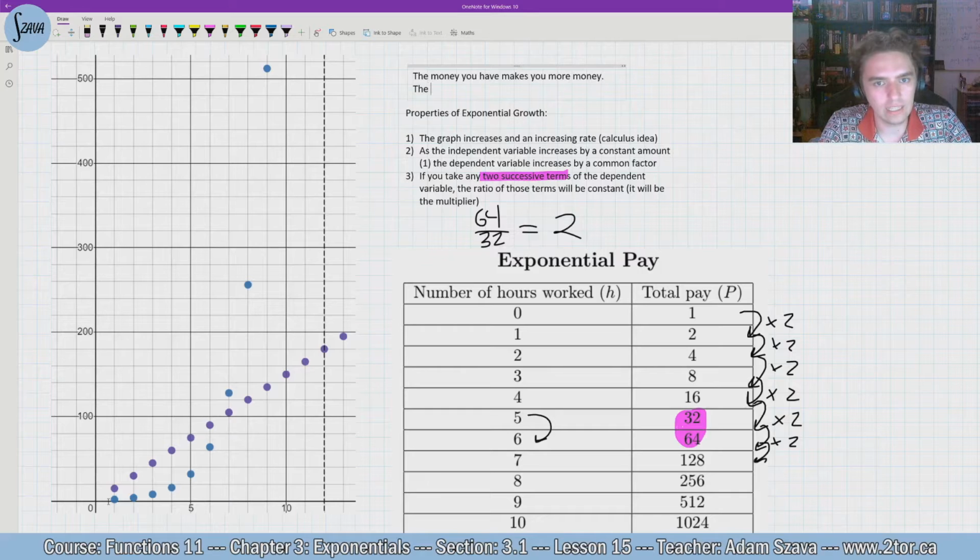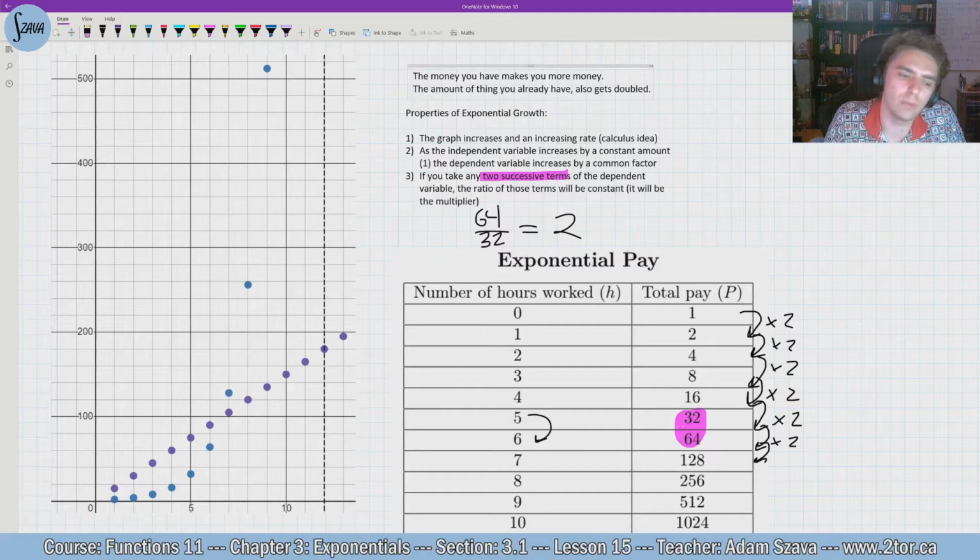So it doesn't have to be just money. The amount of thing you already have also gets doubled. And this is why it might be deceiving. Right at the start you might have said, well, $1, that's not really good, and you double that, you get $2, that's not good either, so maybe the linear pay would be better. But the thing is that the money you have is making you more money.